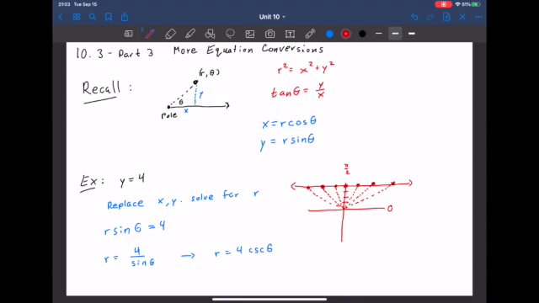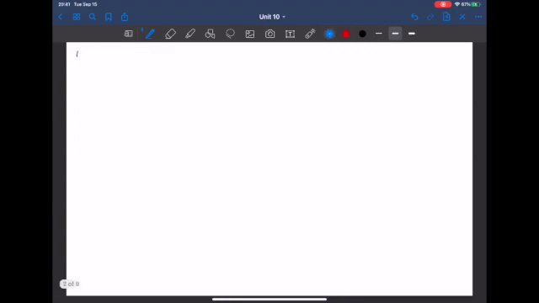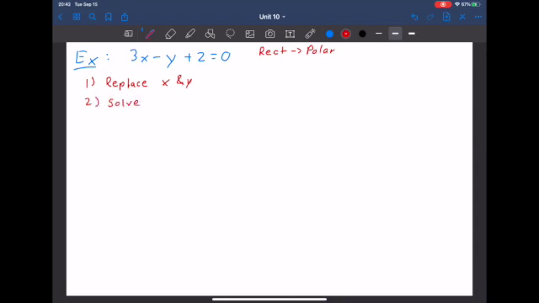All right, so let's do a few more examples. We have 3x minus y plus 2 equals 0. So again, when we're going from rectangular to polar, we're going to replace the x's and y's and then solve for r. That's the general idea. The next example will show one little wrinkle in this, but in general, this is what we got.